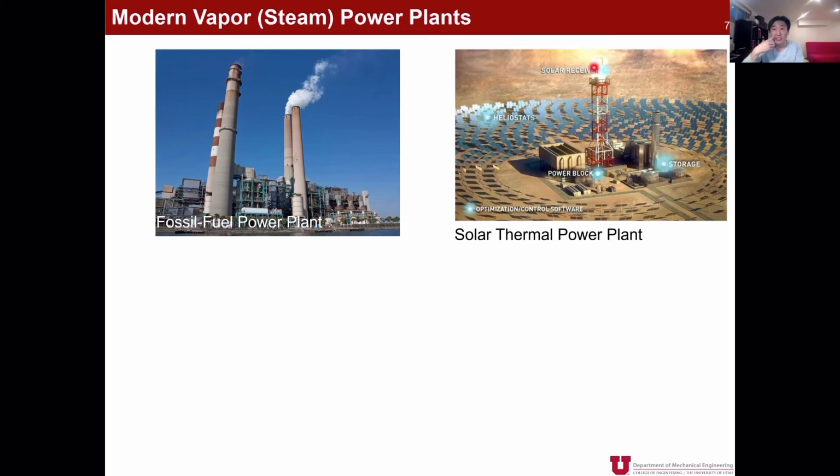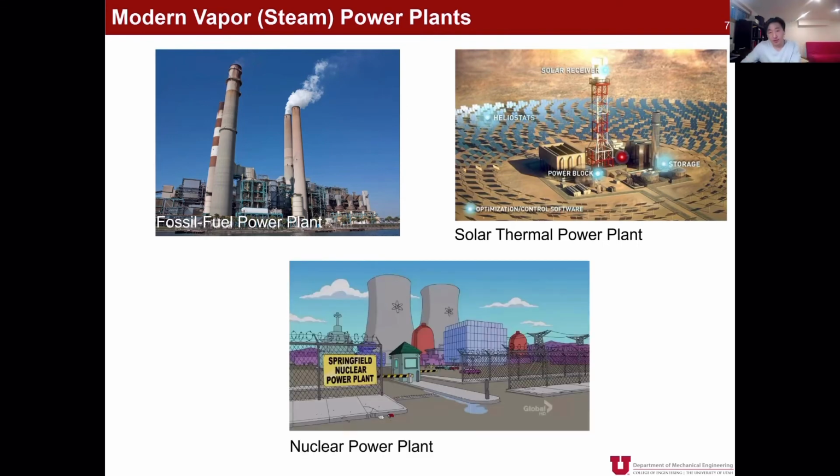And this molten salt can go down to a heat exchanger where heat is transferred from the molten salt to water to generate steam. And this steam runs the steam turbine to power the generator.